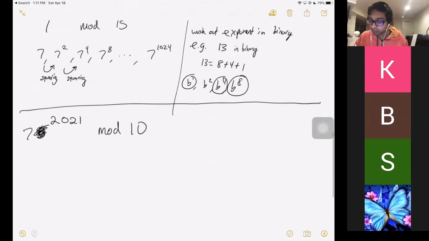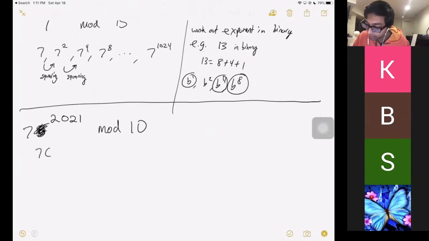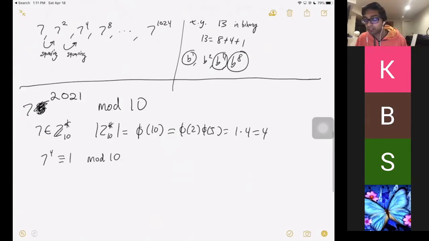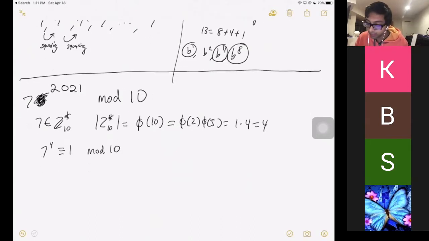But if I notice the following fact, that 7 is an element of Z star 10, and the order of Z star 10 is equal to phi of 10, which is equal to phi of 2 times phi of 5, which equals 1 times 4, then what do I know? I know that 7 to the 4th is congruent to 1 mod 10. So that should tell me that any exponent can really be reduced mod 4.